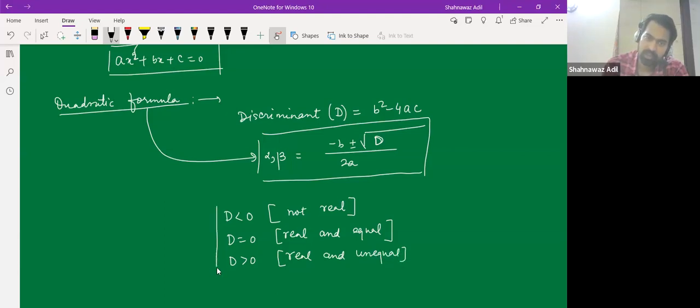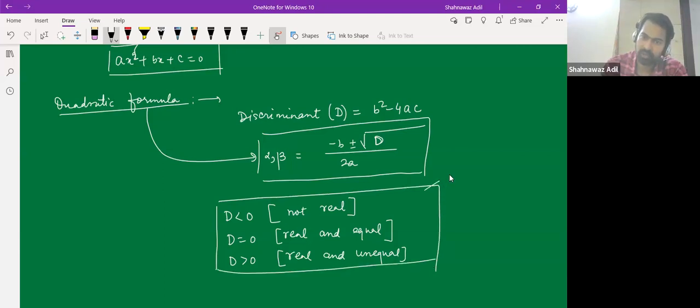This part is called the nature of the roots, right? And it is determined by the discriminant D. Okay, so this is all about the nature of roots and the quadratic formula.